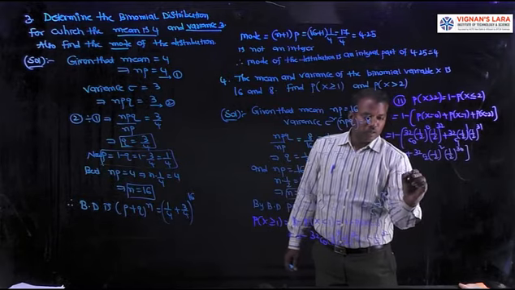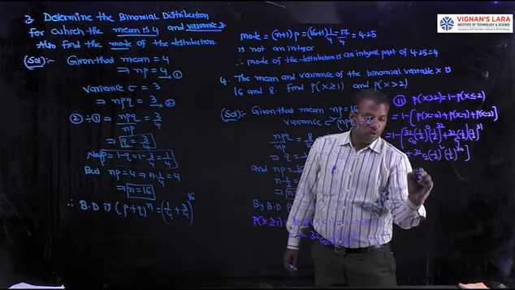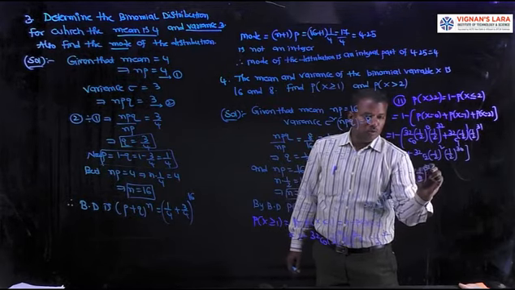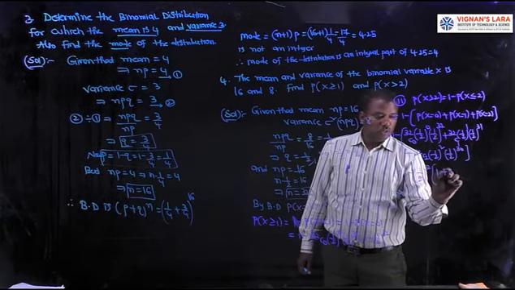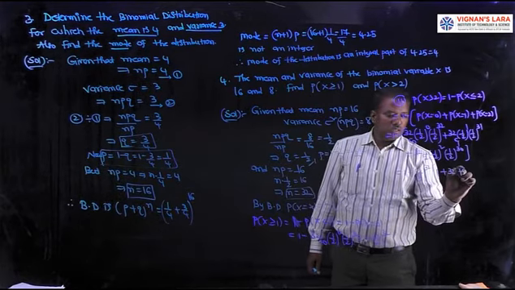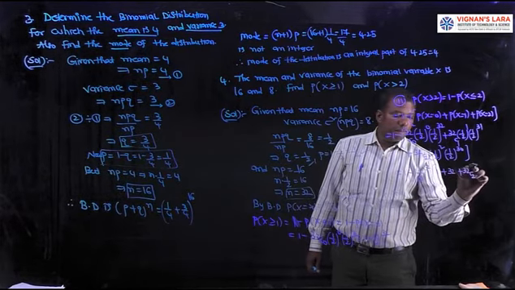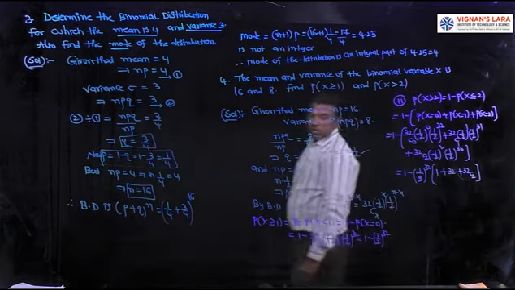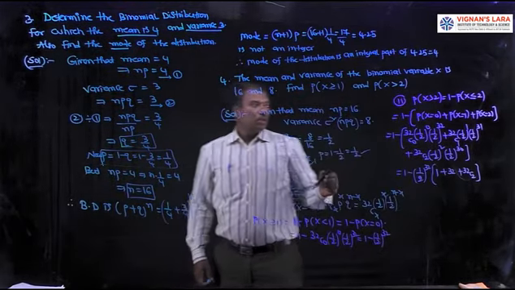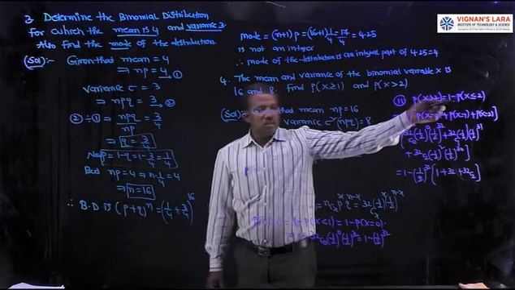Again, it can be written with (1 by 2) whole power 32 as the common value. Then it is 32C0 is 1, 32C1 is 32, plus 32C2. That is the final value of P of X greater than 2. X greater than 2 means 1 minus P of X less than or equal to 2.